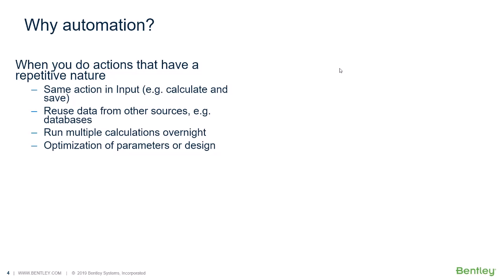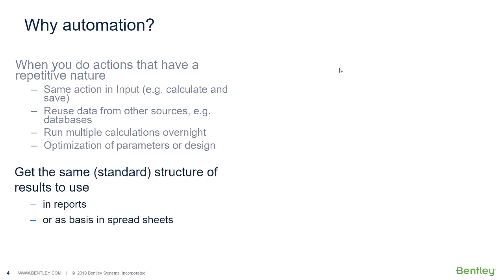Maybe we want to run multiple calculations overnight, so we don't have to manually load the problem and then run the calculation automatically and then save it and then start the next one, which if you want to do that overnight, then you have to be in the office to do that. So we can also automate that. Maybe you also want to do an optimization of parameter design. With automation, we can also do those kind of things.